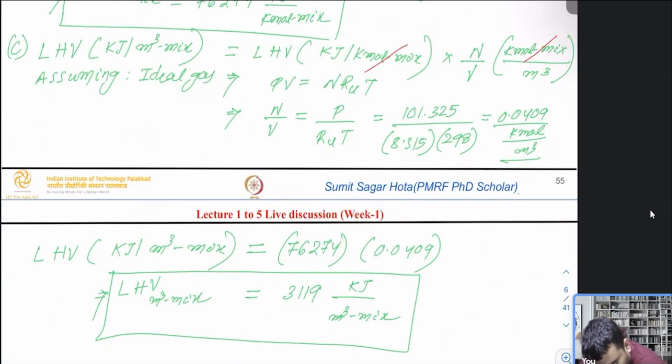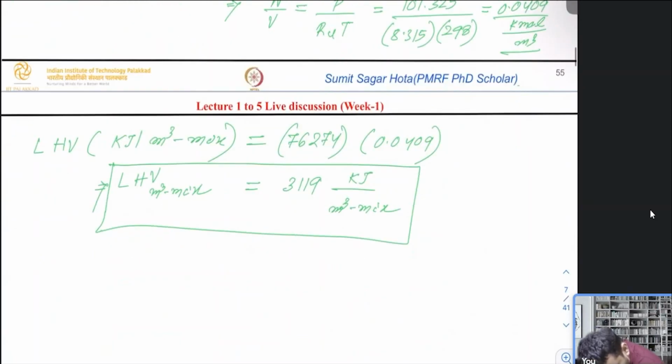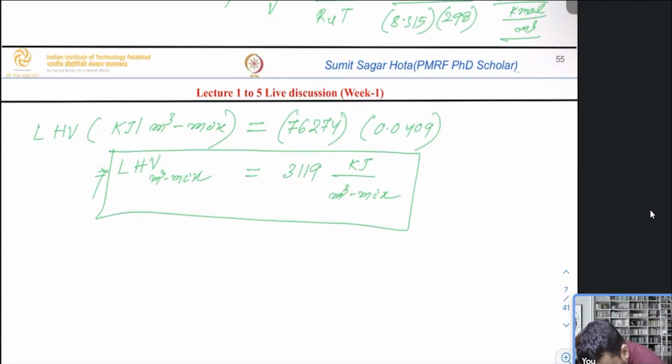where P is our atmospheric pressure, 101.325, divided by 8.315 into 298, and the value comes out to be 0.0409 kilomole per meter cube. So the LHV in kilojoule per meter cube of the mixture is 76274 into 0.0409, which comes out to be 3119 kilojoule per meter cube of mixture.